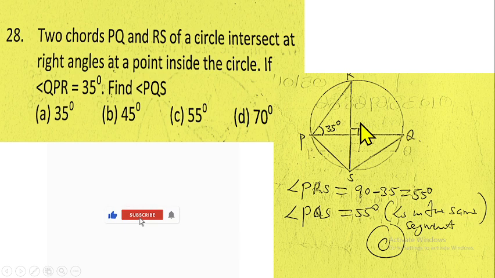So how do we find this angle here, PQS? It's very simple. If this angle is 35, this angle is 90 degrees because it says they intersect at right angles. So this angle is also 90 degrees. Angle on a straight line is 180 degrees. So this is 90. Then inside this triangle, we can find this angle at R using the sum of angles in a triangle. So this is 90 plus 35 minus 180 in magnitude, that will give us 55 degrees. So angle PRS is 55. Then if this angle is 55, what is this angle here? It's also 55 degrees, angles in the same segment. So the answer to question 28 is C.